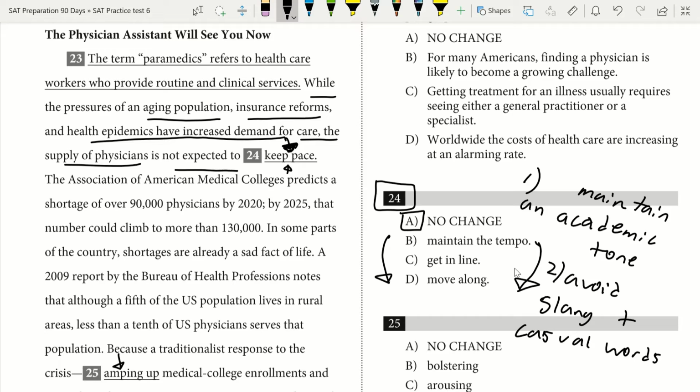Okay, so for example, if I look at question 24, me saying that the supply of physicians is not expected to keep pace with this increased demand for care, right? I'll put that in blue. The increased demand for care, we are not expected to have the supply of physicians keep pace with that. Okay, that makes perfect sense. Okay, that's idiomatic.